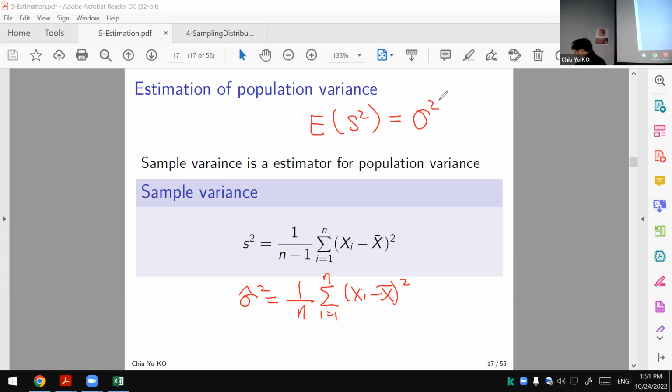Why do we use n-1? Because n-1 is unbiased. When you use n, it's biased. That means that if you use n, you underestimate. Let me repeat: if you use n, that actually is an underestimate.